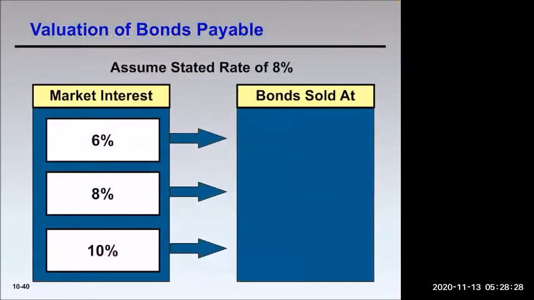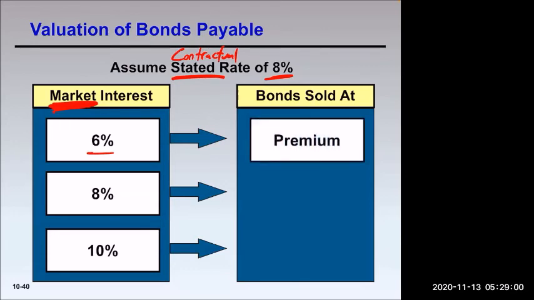So this is just kind of a repeat of the other slide, but understand, if I have a stated rate or a contractual rate of 8%, so that's what I'm paying my investors. If the market rate, or what other companies like me are paying, is lower than that, 6%, then everybody wants my bond because I'm paying more interest. So for that reason, I can charge more money. We call that a premium.